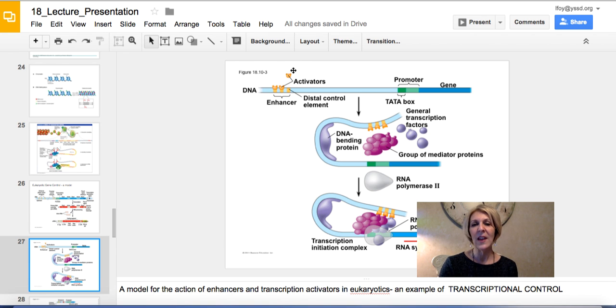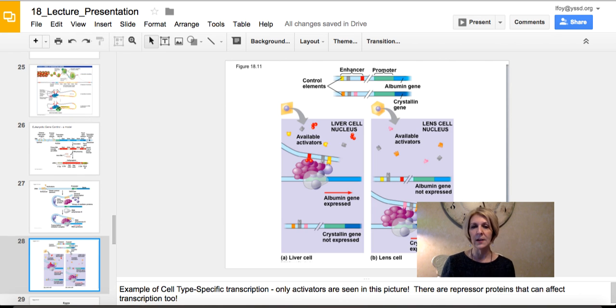And we can see here that activators in the cell can actually bond to these enhancers, and we have some that are distal and some that are proximal to the promoter. That's not really such a big deal. But anyway, these activators can bond, and together with these proteins called DNA bending proteins, the DNA molecule actually bends down, and that helps to initiate this transcription complex. And our RNA polymerase is going to fit on here, and now we have RNA synthesis, we have our transcription. So this would be an example of transcriptional control in eukaryotic cells.